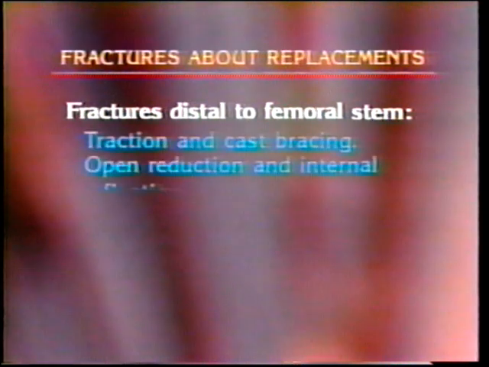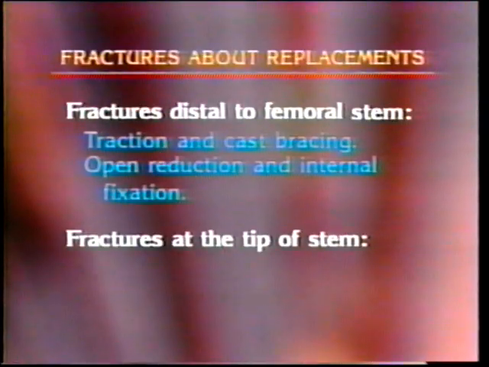What about fractures of the femur in and around prostheses? This, on femoral revisions, presents to the surgeon sometimes insurmountable problems. We have classified these and have devised a scheme to take care of problems such as this you see here with a significant fracture just distal to the stem. Fractures distal to the femoral stem, we would advise traction and cast bracing or open reduction and internal fixation. Indeed, you should concentrate on the fracture and not on the prosthesis.